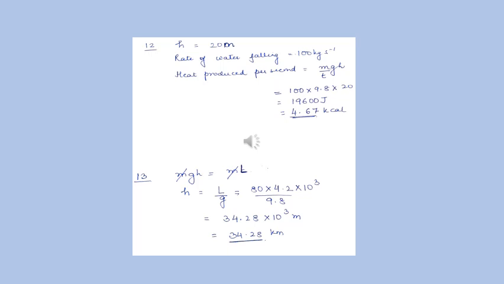Question number 13. From what height should a piece of ice fall upon the ground so that it completely melts? We are assuming that all the heat produced remains in ice. So by conservation of energy, ice is melting. The heat required for melting of ice is mL, where L is the latent heat of fusion, and it's falling from a height, so it possesses potential energy. Equating the two, we get the value of height as L upon g.